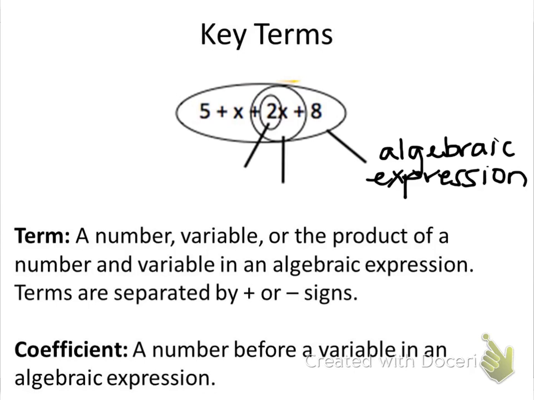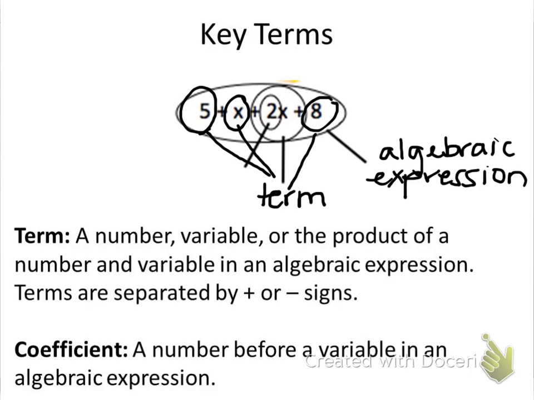So this 2x is a term. 8 is also a term. X is also a term, and 5 is a term as well. Those are the terms of this algebraic expression. The next thing is called a coefficient. A coefficient is a number before a variable in an algebraic expression. 2 in this situation is a coefficient.